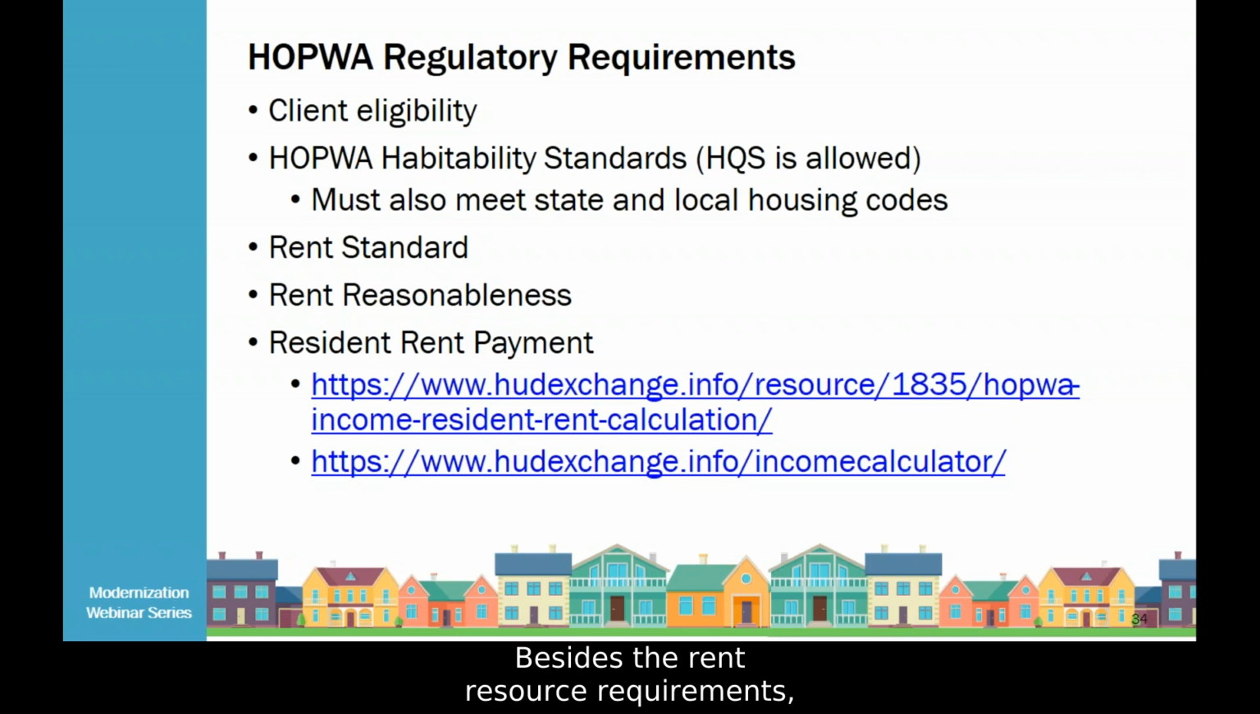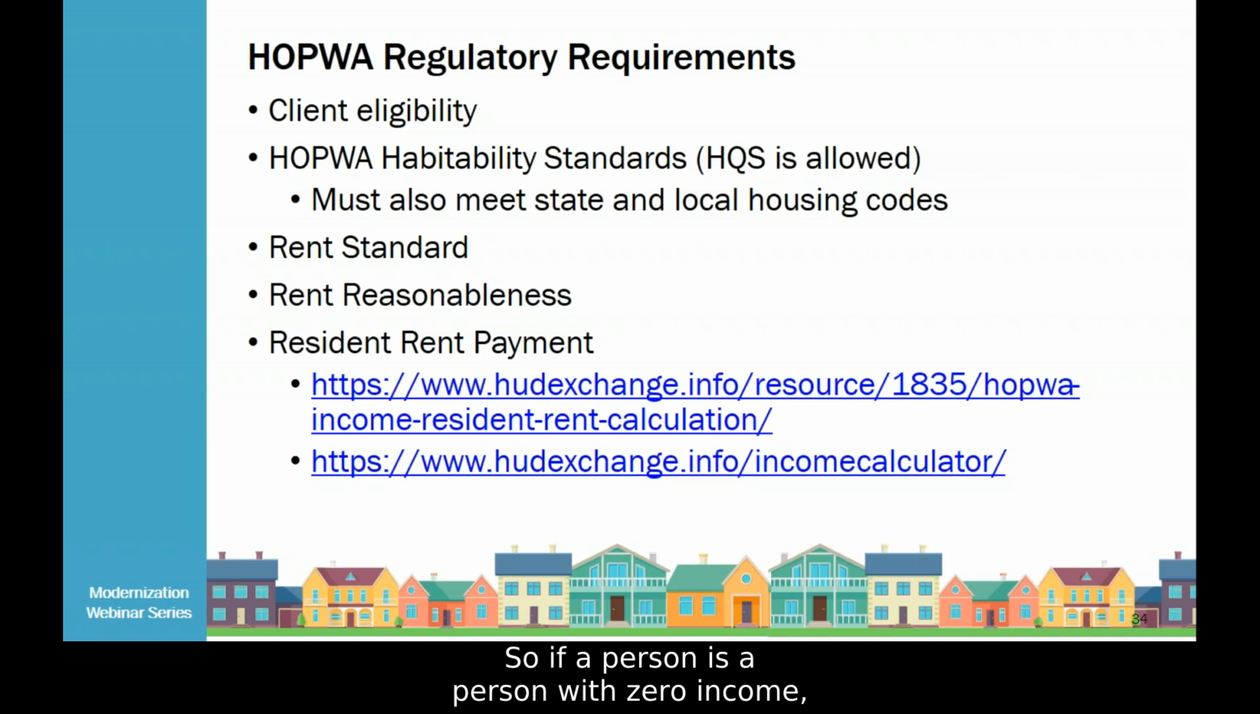Besides the rent reasonableness requirement, another general overall requirement for rental assistance programs, with the exception of STRMU, is the resident rent payment, and that amount of rent must be calculated based off a household's income. Minimum rents are not allowed. That's really important to mention. I know in some PHA programs, the Housing Choice Voucher Program, some PHAs can outline a minimum rent in their plan. That is not the case for HOPWA.